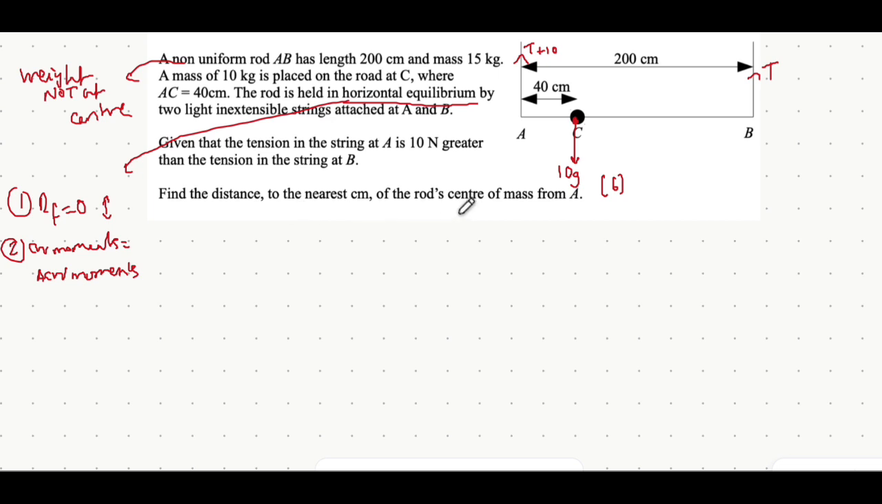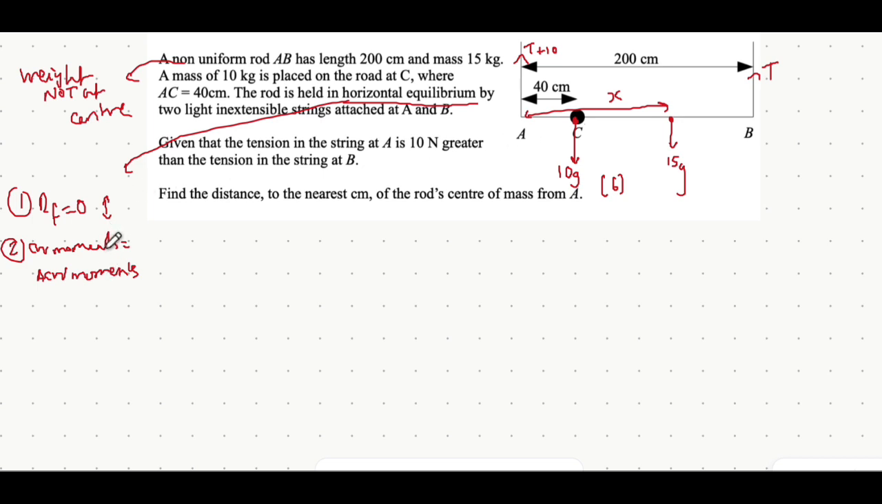Find the distance of the rod's center of mass from A. So we don't know where the weight of the rod acts. We know it has a mass of 15. Let's just label it randomly here. Again, I'm not sure if it is that distance, but it's just for the sake of this question. And we can say it's at a distance x from A, and we're trying to find that distance x. So let's form both of these equations.